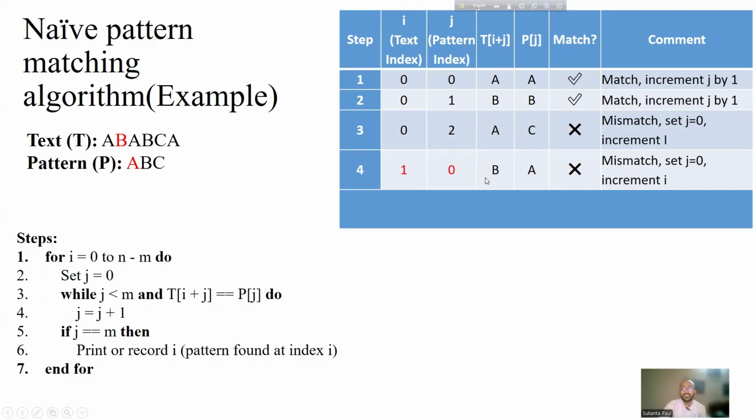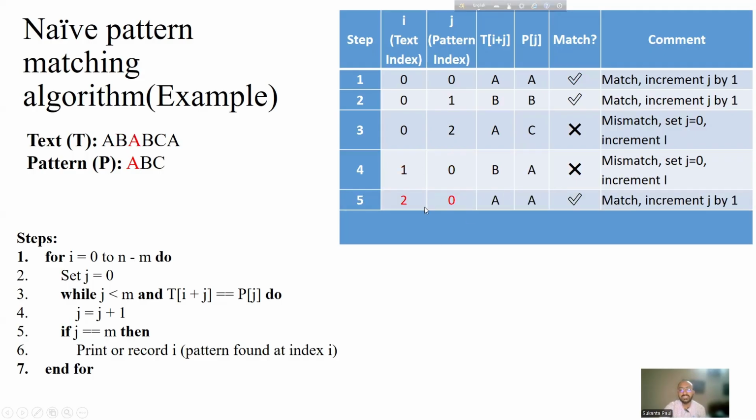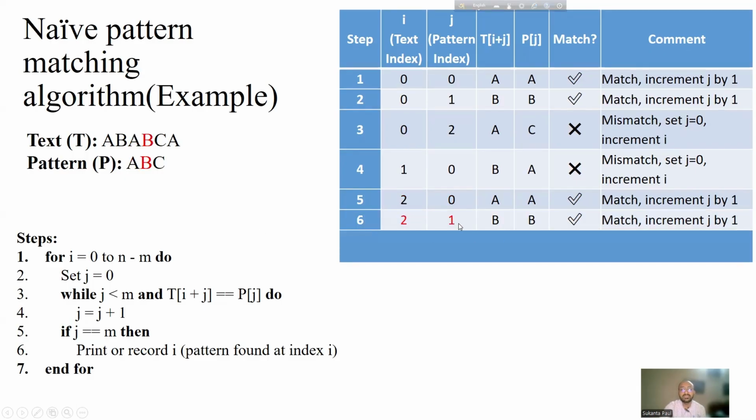That means the value of i is equal to 1 and j is equal to 0. So now we see again that for the pattern p[j] and the text t[i plus j], there is a mismatch. If there is a mismatch, set j equal to 0 and increment i. So previously the value of i was equal to 1, it will be 2 now, and the value of j is equal to 0. So we see that for t[i plus j] and p[j], there is a match. If there is a match, then increment j by 1.